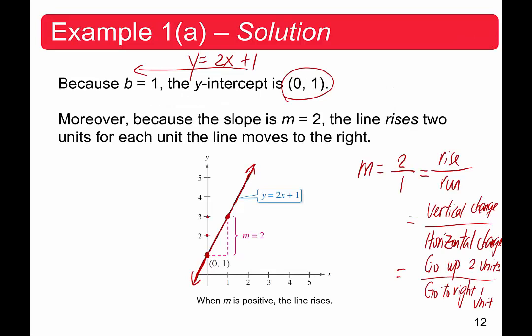Very neat process to graph a straight line in this slope-intercept form. Again, this is crucial here: rise over run, that's an important concept.